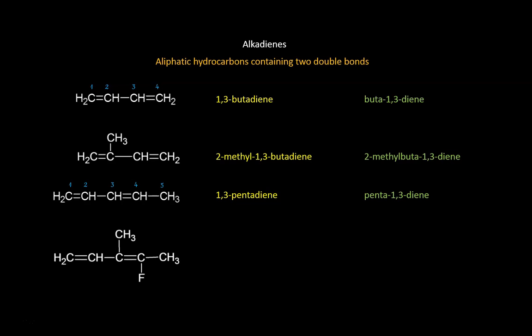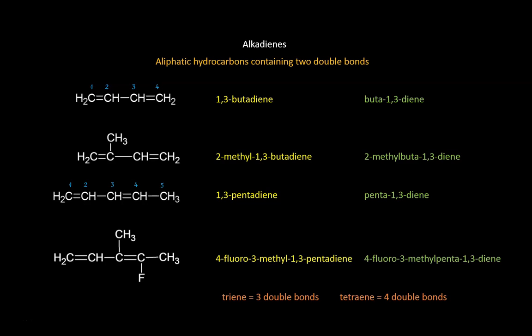How about this one? It's the same molecule, except with methyl on carbon 3 and fluorine on carbon 4. Note the alphabetical order. The name is 4-fluoro-3-methyl-1,3-pentadiene, or 4-fluoro-3-methyl-penta-1,3-diene. If a molecule has 3 double bonds, the name would be a triene, and with 4 bonds, a tetraene.